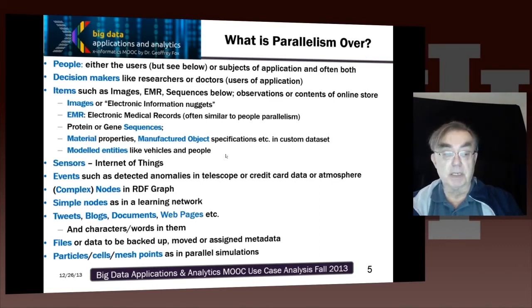Another important concept, which has different meanings in different contexts, is events. If you have a telescope recording the cosmos, then you might look for anomalous events like exploding supernovas represented as changes in an image from night to night. Another set of things are like fraudulent credit card use or turbulence in the atmosphere. So these are the detected outlier, unexpected, or specially recorded happenings. And of course, there can be lots of those.